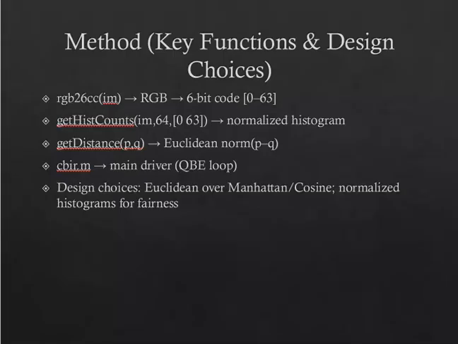Hello, this is Karthik. I'm next going to talk about the method, key functions, and design choices, where RGB2CC is used for the RGB 6-bit code from 0 to 63, where each function plays a key role. getHistCounts ensures the features are normalized and comparable. For the distance, we chose Euclidean because it is straightforward and works well on these normalized histograms. Finally, CBIR.m ties everything together and plays a key role for the query images. Distances are computed and the results are ranked, with the top 20 displayed. Coming to the next part, we are going for the results.